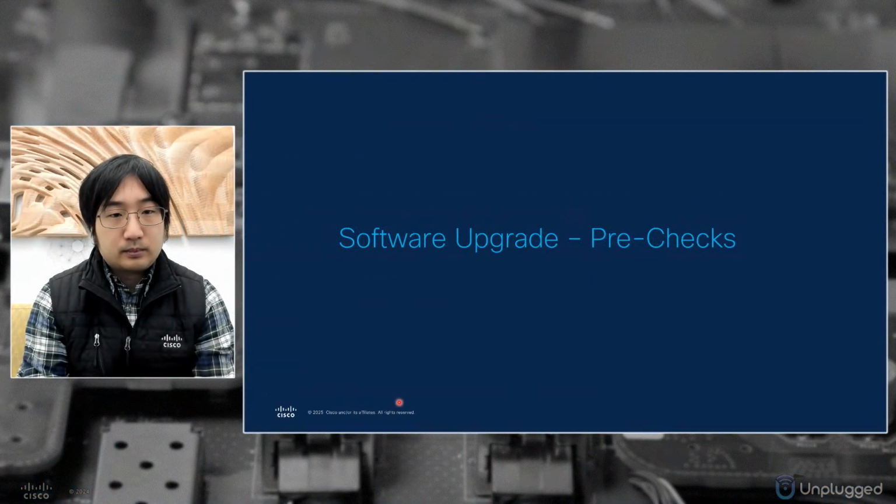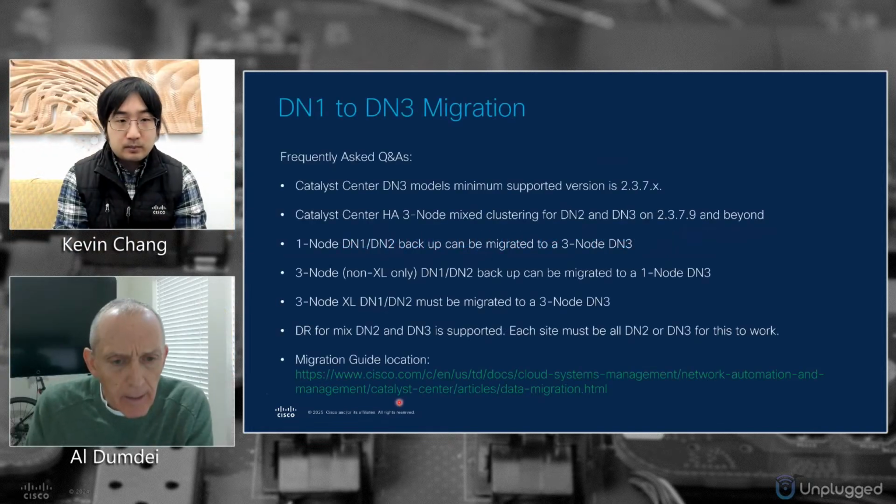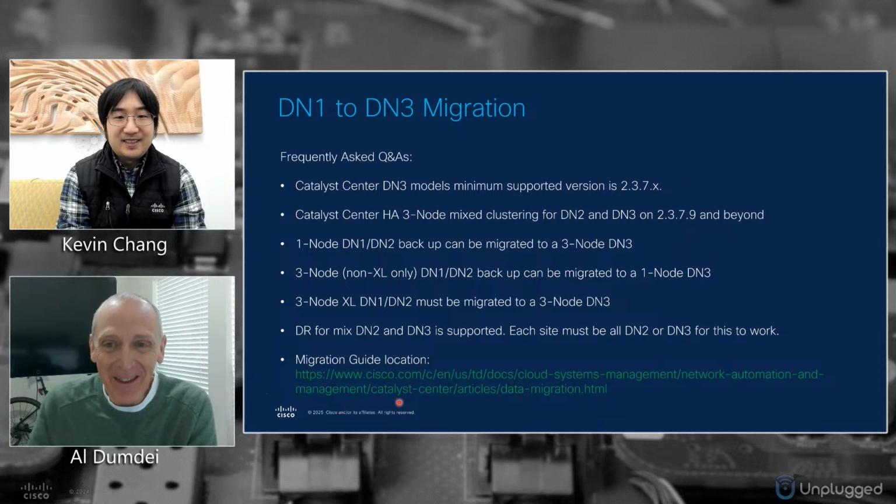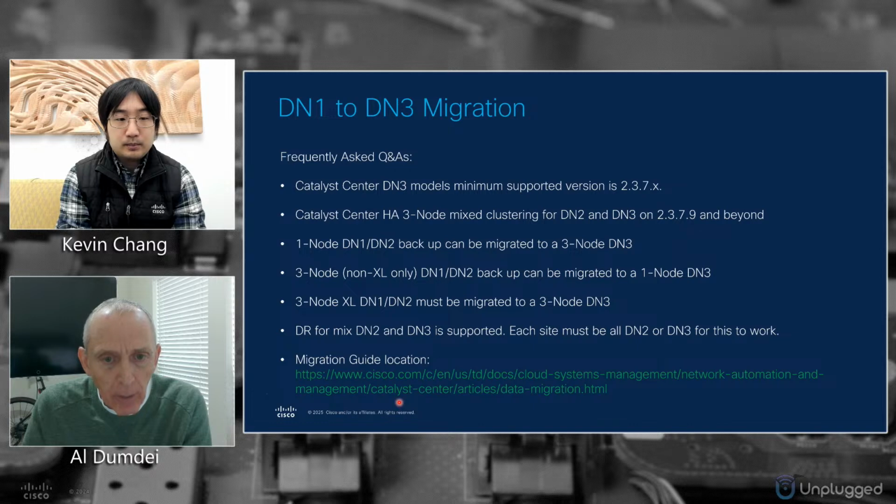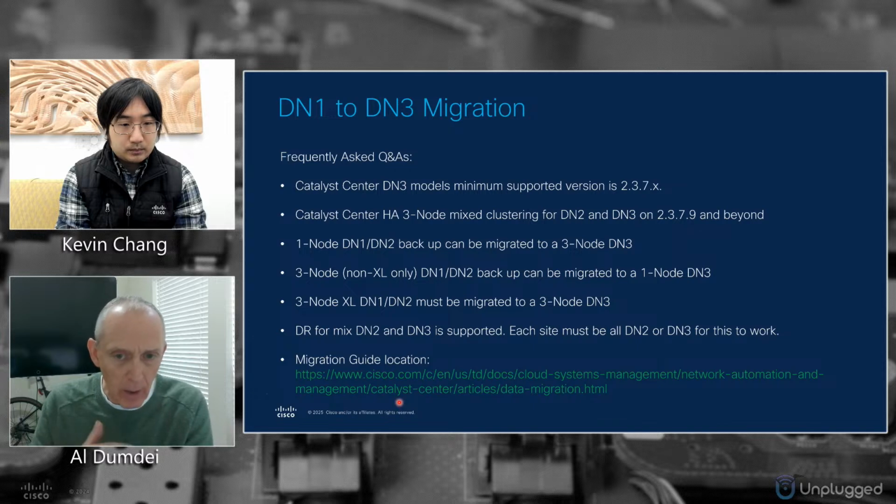Let me back up just one second on that slide, because there's a lot of information here. This is packed with lots of stuff. Just to be clear, on the second bullet where we can mix the clustering, DN2 and DN3, this is just the model DN2, DN3. We still need to be sure that if it's an XL, we're clustering with an XL. We can't cluster across different sizes of appliances, right? This is just across the different models of appliances, correct?